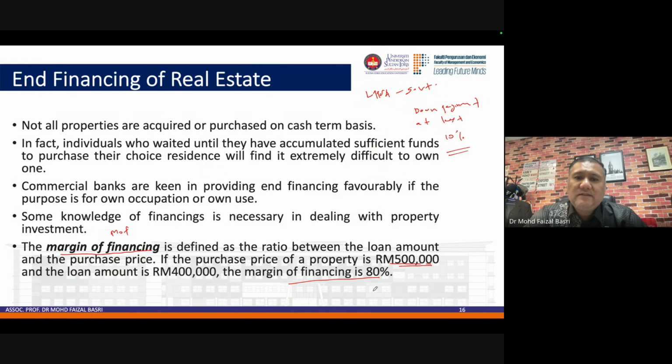So meaning if the margin of finance is 80%, your down payment would be 20%. So let's say the first house you bought for 500,000 and you had to pay 10%. For the subsequent second house, let's say the same price. So now instead of 50,000 ringgit, for the second house you have to pay 100,000 as your down payment. So only 400,000 as your financing. Okay, so the more houses you buy on financing, the lower your margin of finance.